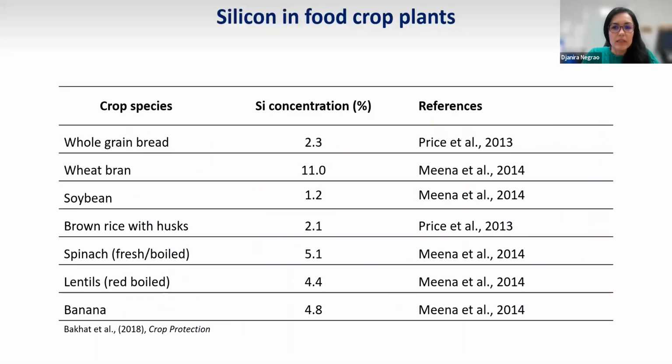Here I bring an example of silicon in food crop plants. We can find plants and grains with high silicon content. For example, in whole grain bread, we can find more or less 2.3% of silicon. Wheat bran is very rich in this inorganic element. And soybean as well, it depends on the soil variety.